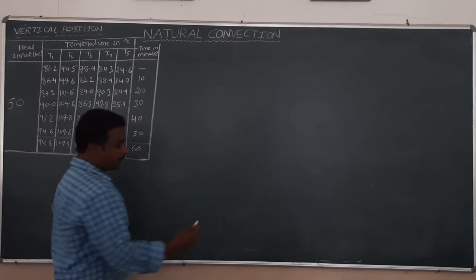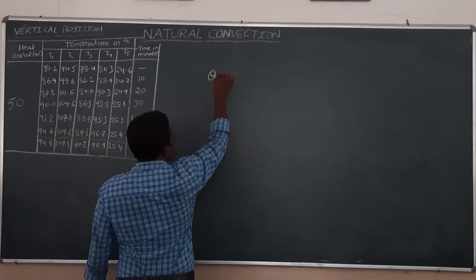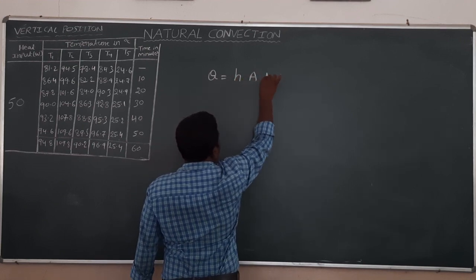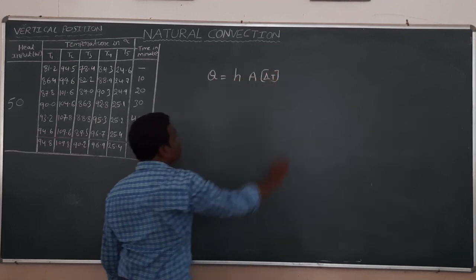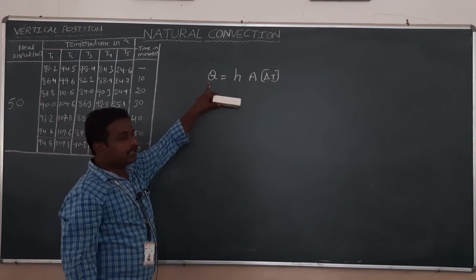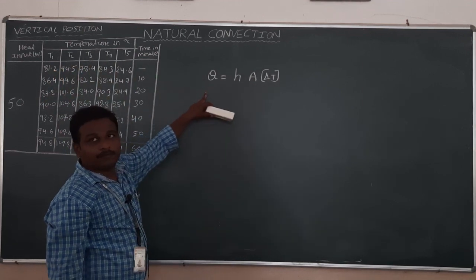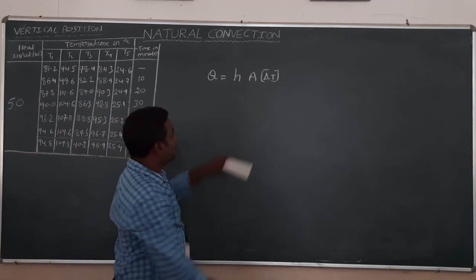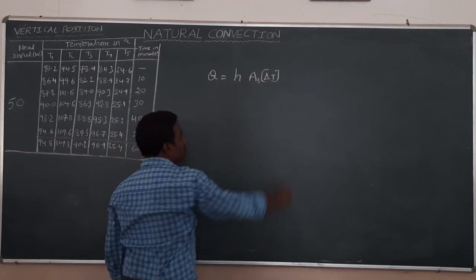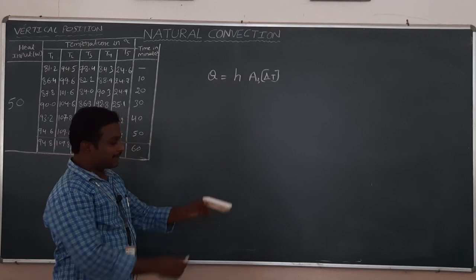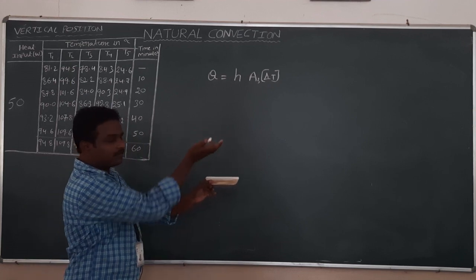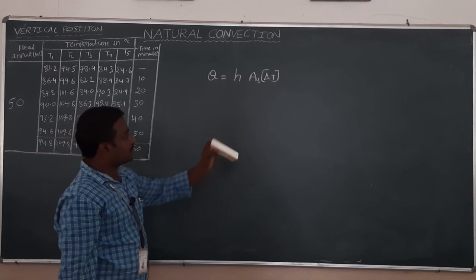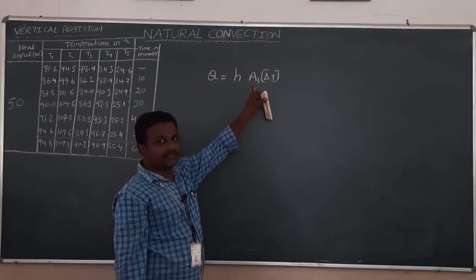According to Newton's law of cooling, we know that Q equals H A delta T. Here Q means whatever heat input is given to the system, and H is the heat transfer coefficient. We need to calculate this one. A means surface area, because here heat is transferring along the surface. Here heat is not transferring across the cross-section area. That's why we are substituting the surface area.